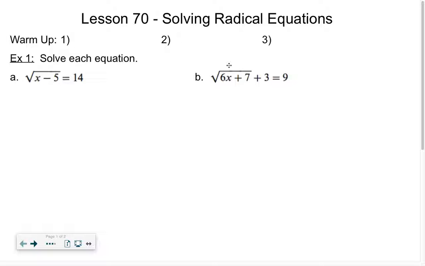Devin Roth. Yes. Square root of x minus 5 equals 14. How do we get rid of the square root? You square it. Very good.